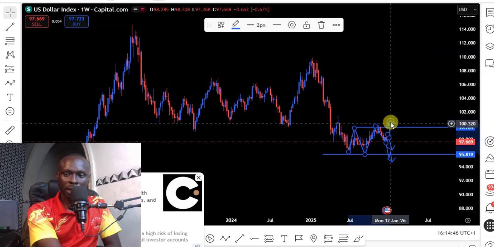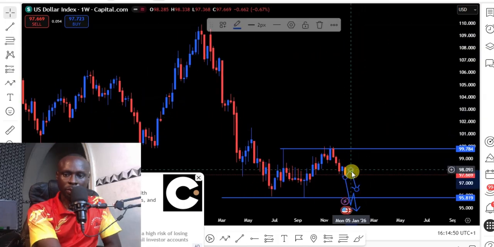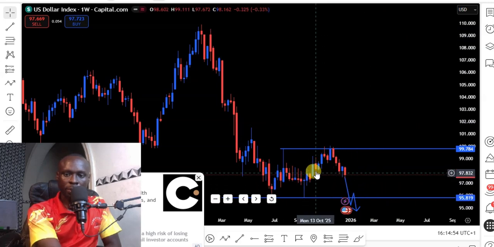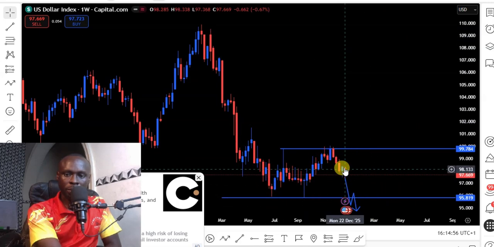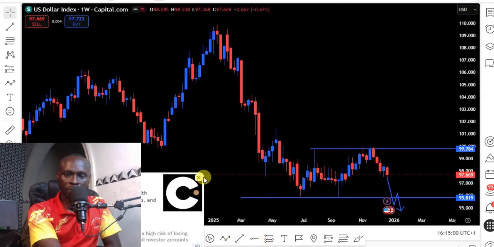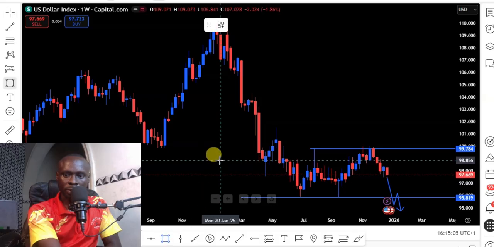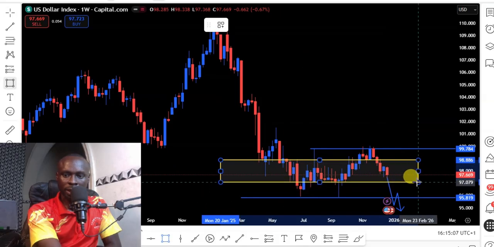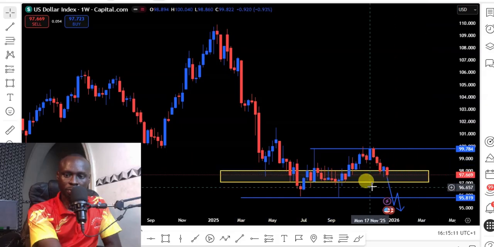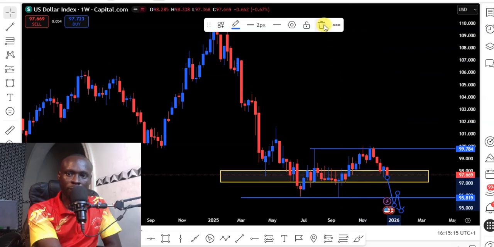So on the weekly chart, you can also see that price is currently in a range. You can see we also have this lower low, higher low, and a higher low. So price is currently in a range. You can also see that price is on a support level on the weekly chart, this particular support level, which price still failed to break. So until price breaks below this level, we don't expect more of the downtrend for the dollar index.